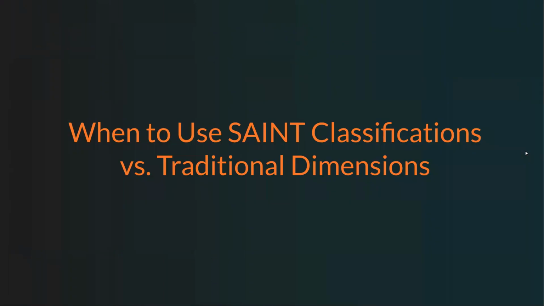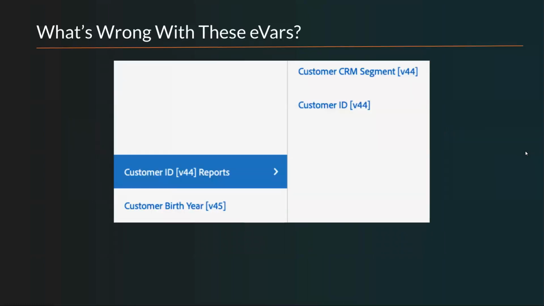Now, the next thing I want to talk about is when do you use SAINT classifications versus using just a good old-fashioned eVar or sProp? And this is probably where I see people mess up the most when it comes to SAINT classifications. Now, here's an example. If I look at this customer's implementation, there's actually two mistakes being made here.